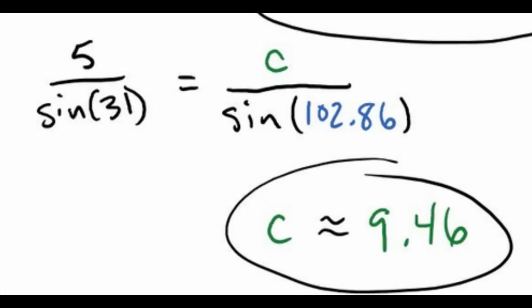I need to find the missing side, so I'm going to do law of sines again. I'm going to use that 5 and 31 again because those were given and I know they're right. And I'm going to set that equal to the missing side over the sine of the 102.86 that I just found. And you should find that side C is 9.46. And there we go. All right, let's talk about number 2.